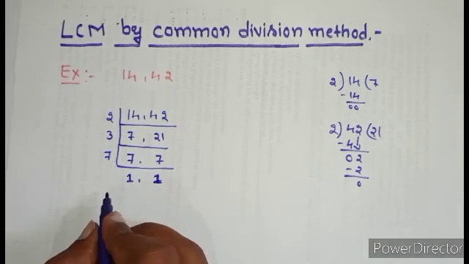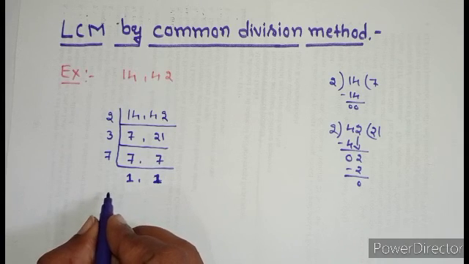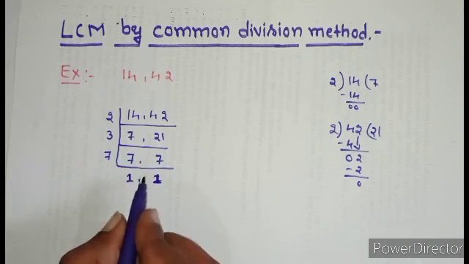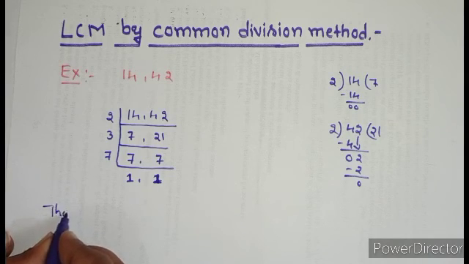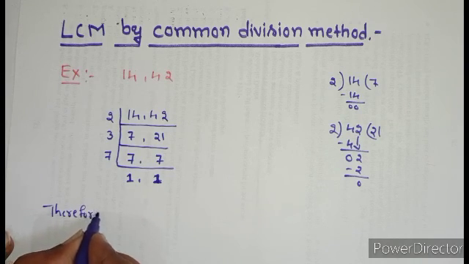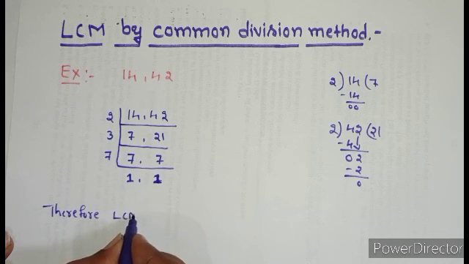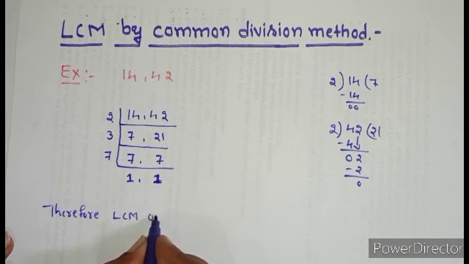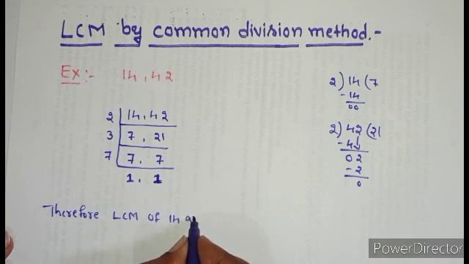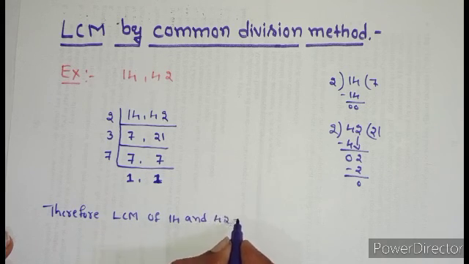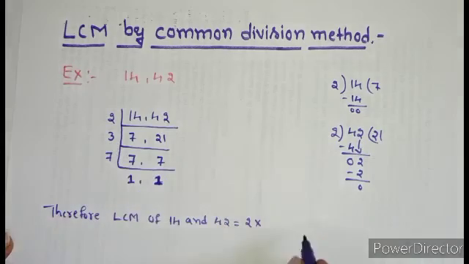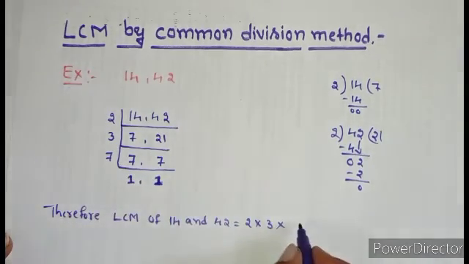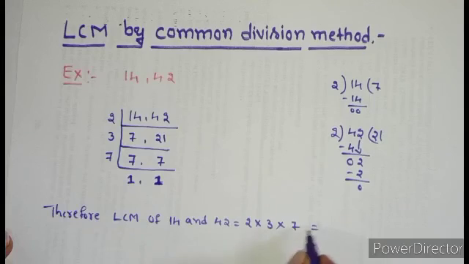Now we need to multiply all the factors and the numbers in the last row to get the LCM. So all of you see here, therefore the LCM, least common multiple, of 14 and 42 is equal to 2 into 3 into 7. All of you see here.